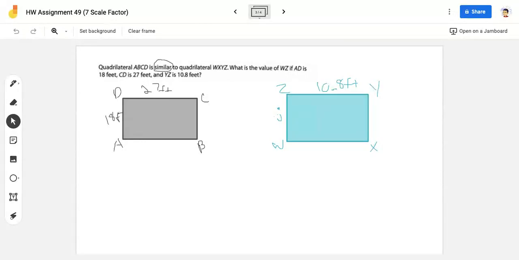This one is a little bit more difficult for finding the scale factor, but we can still use our proportion, no problem. So we'll have quadrilateral ABCD over WXYZ, and that's going to be our proportion, our ratio.